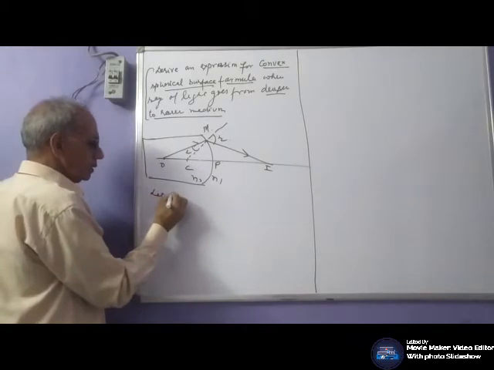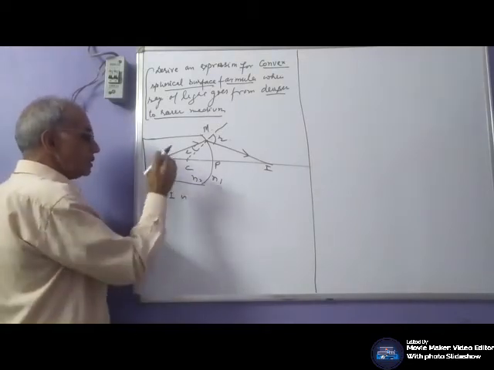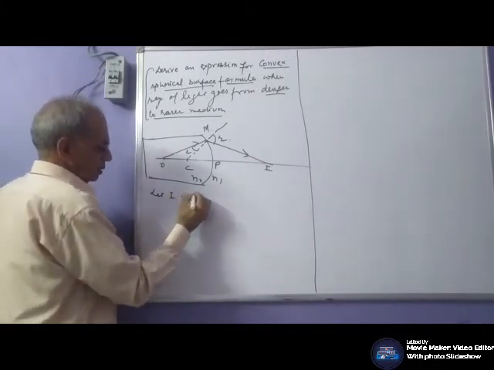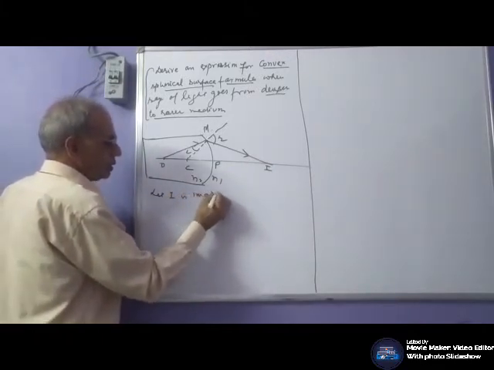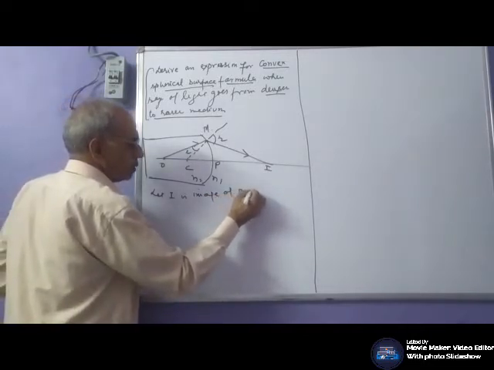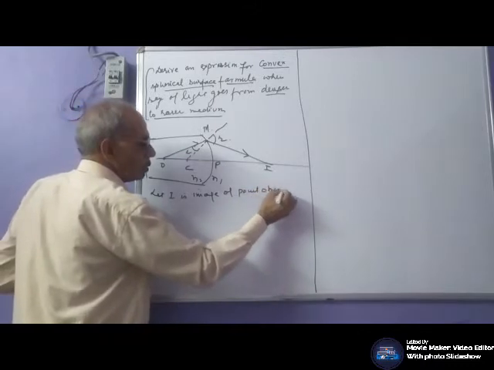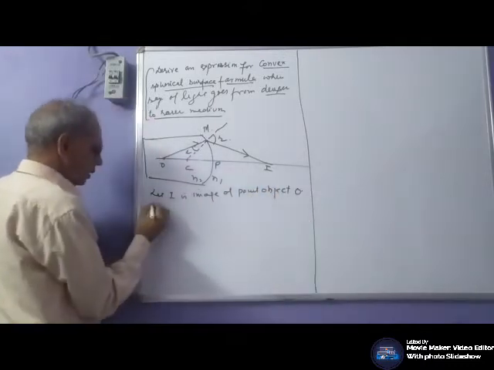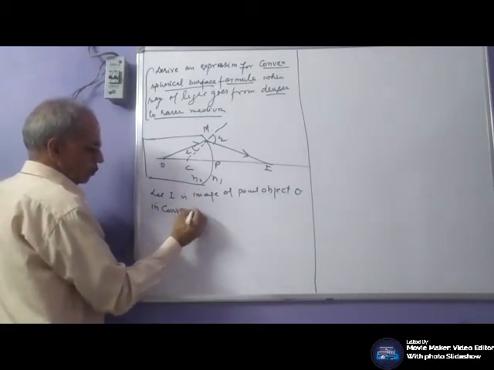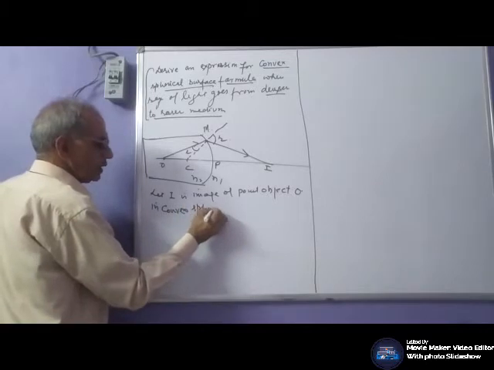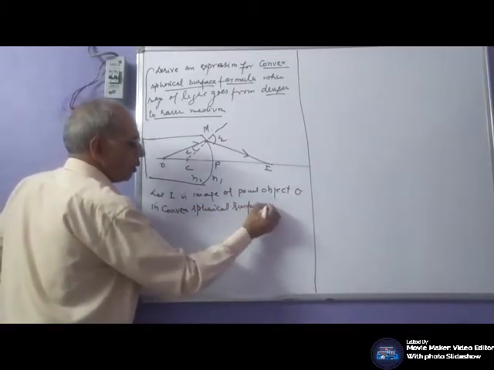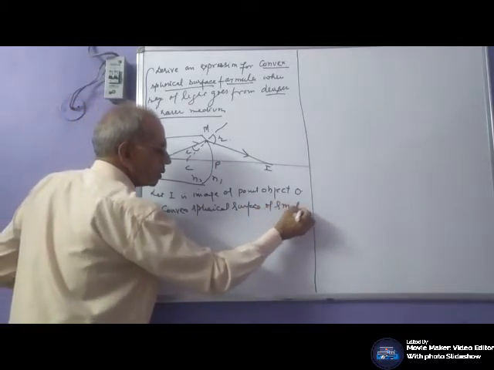Let the ray go from denser to rarer. I is the image, rather the point image, of the point object O in a convex spherical surface of small aperture.